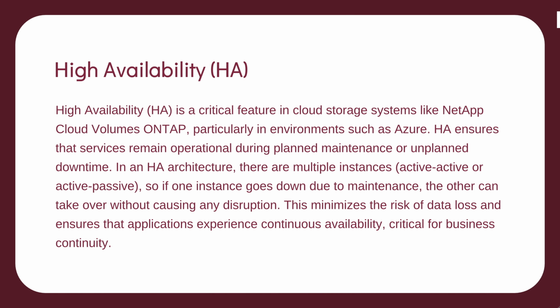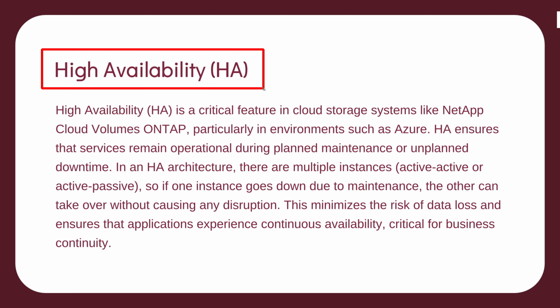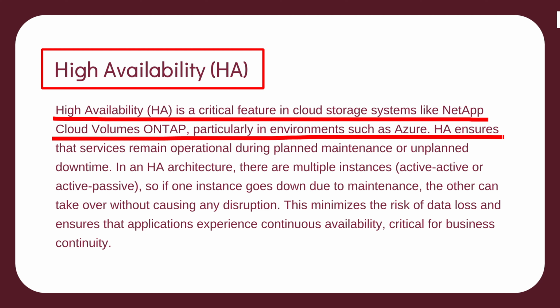The knowledge points of this question are: high availability. High availability ensures that your system keeps running smoothly, even during maintenance or unexpected downtime. In NetApp Cloud Volumes ONTAP, if one part goes down, another takes over without any disruption. This keeps your data safe and ensures your applications don't experience interruptions.